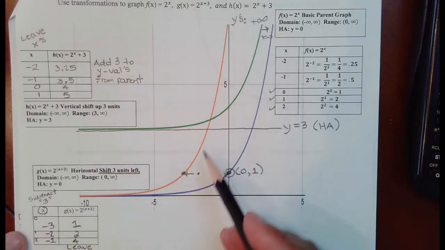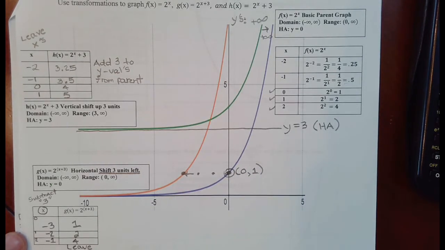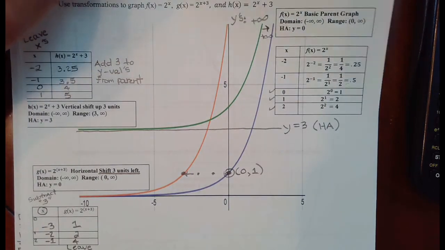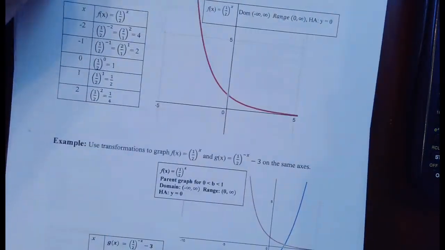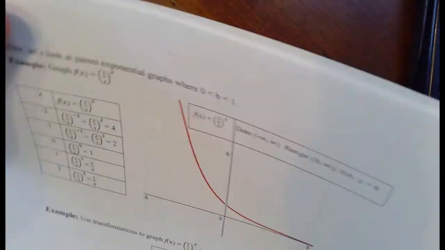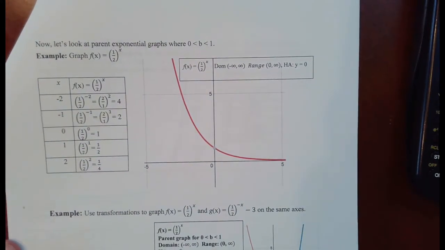Okay, moving on. Now let's look at what happens to a graph when the base is between 0 and 1. So a fraction where the top, the numerator, is less than the denominator. Notice that just like when the exponent is negative, it climbs upward and to the left.